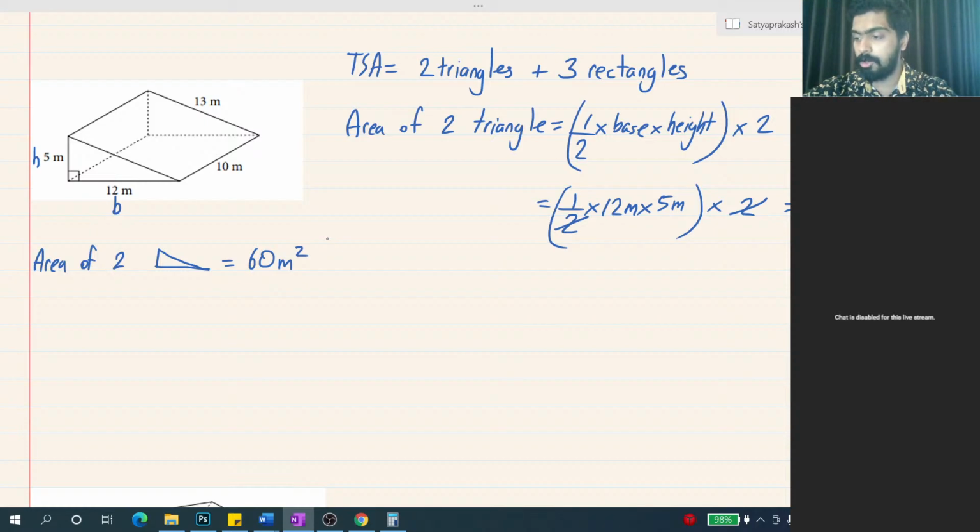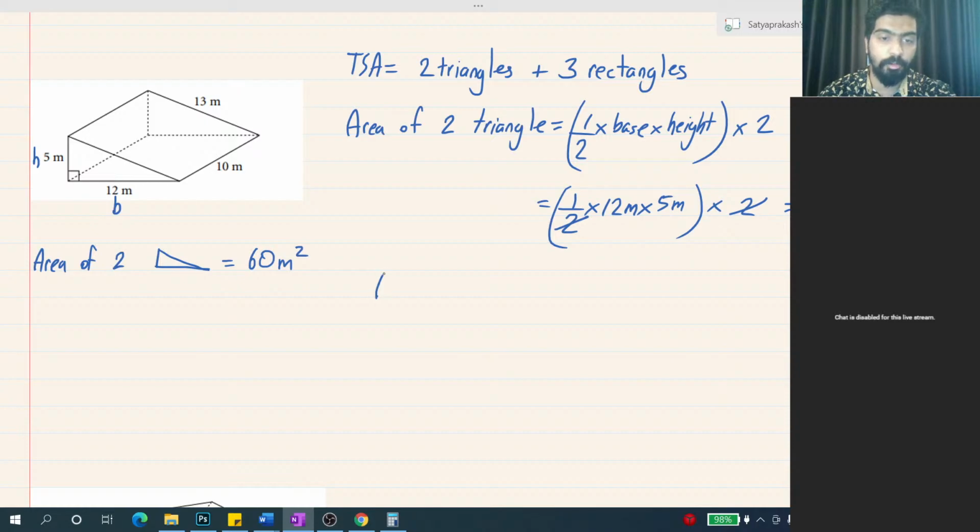Now let us go to the next one. So in the next one, what we would have is, there are 3 rectangles, right? So I'm going to call them the base rectangle, the side rectangle, and then the slope rectangle. All right guys, so this one right here would be the base rectangle, and this one right here would be the side rectangle, and this one right here would be the slope rectangle.